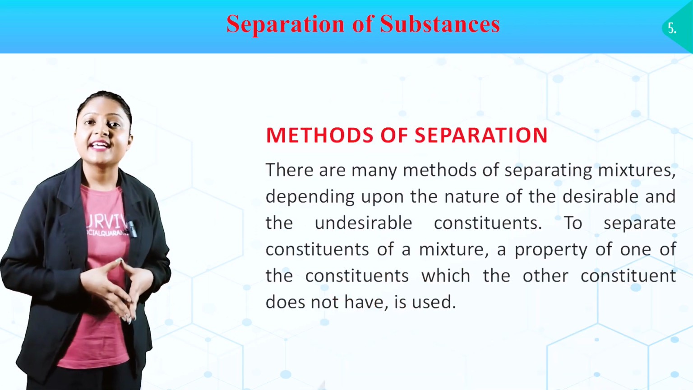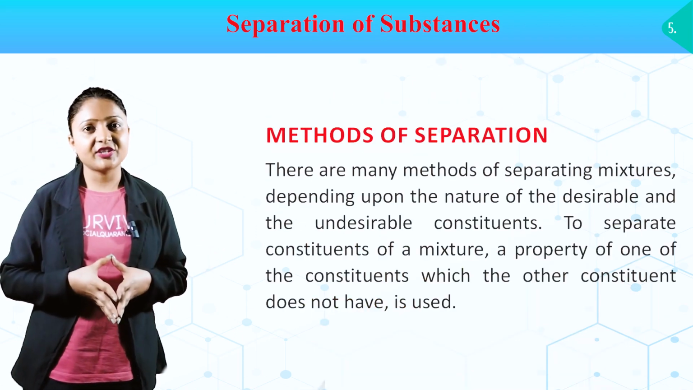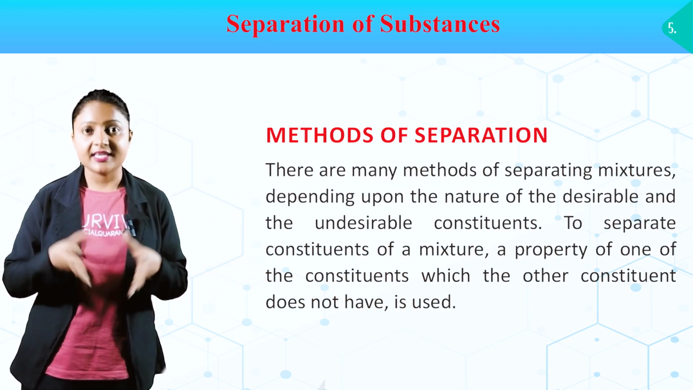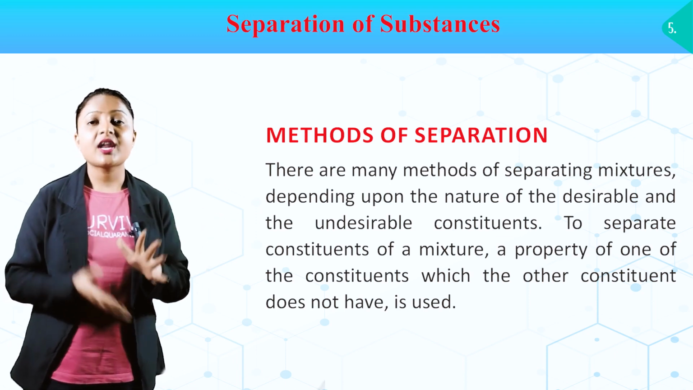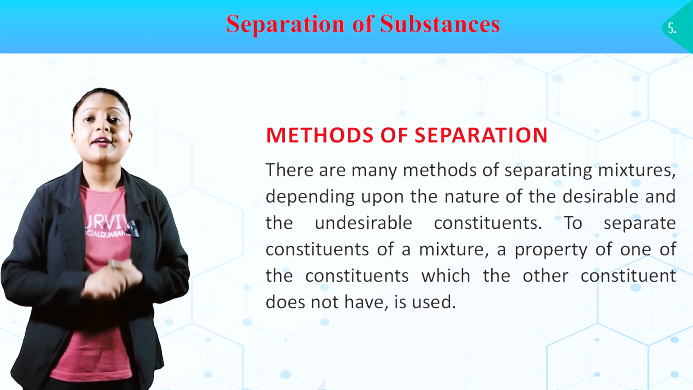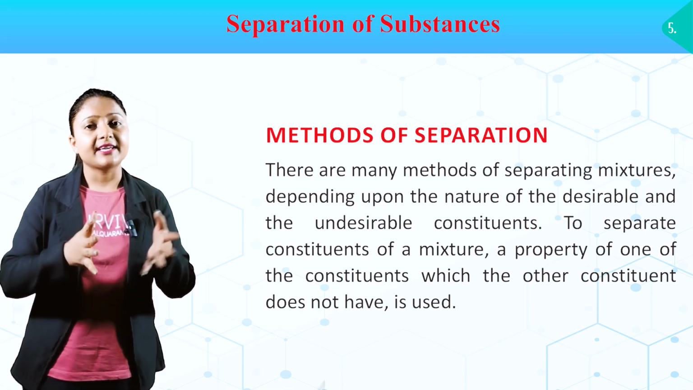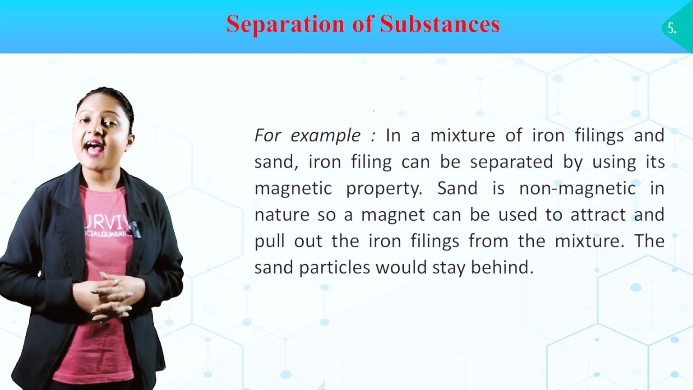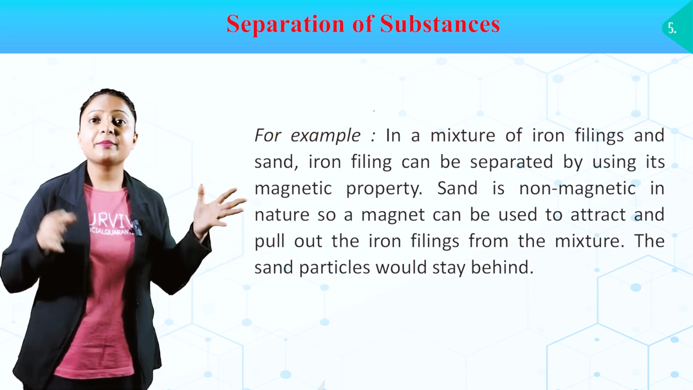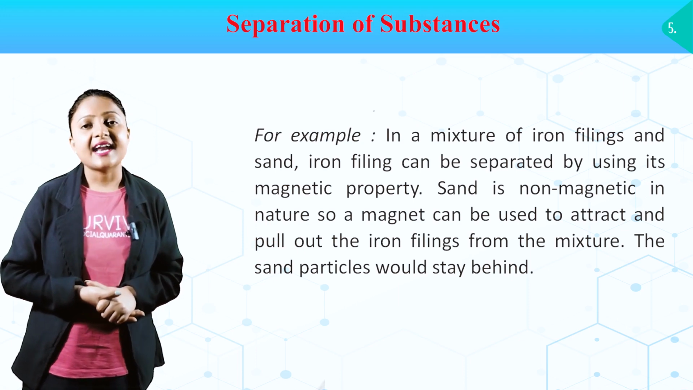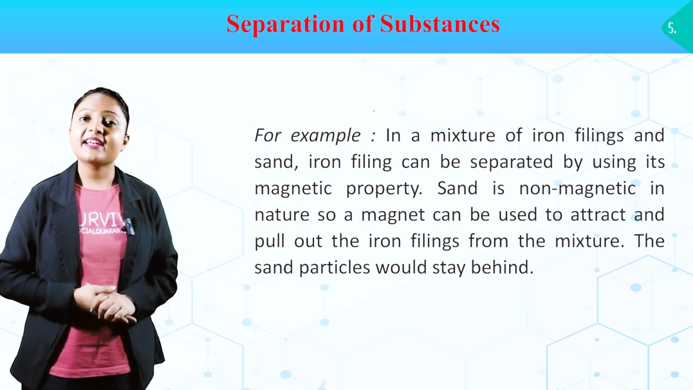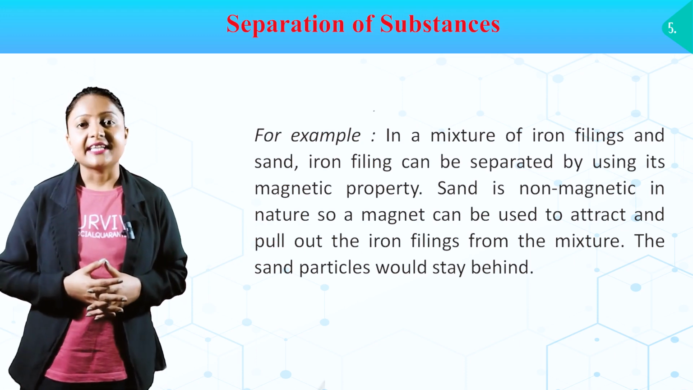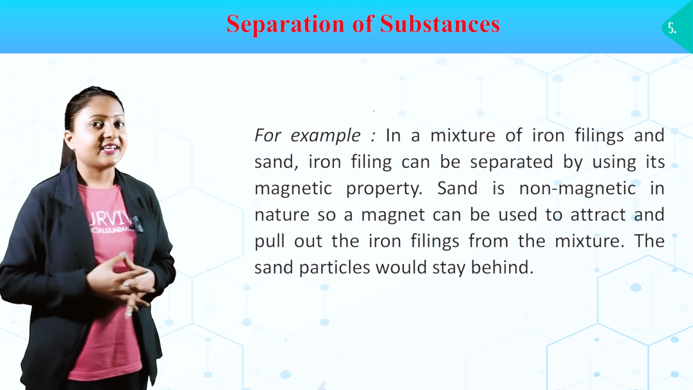Methods of separation. There are many methods of separating mixtures depending upon the nature of the desirable and undesirable constituents. To separate constituents of a mixture, a property of one of the constituents which the other constituent does not have is used. For example, in a mixture of iron filings and sand, iron filings can be separated by using their magnetic property. Sand is non-magnetic in nature, so a magnet can be used to attract and pull out the iron filings from the mixture. The sand particles would stay behind.